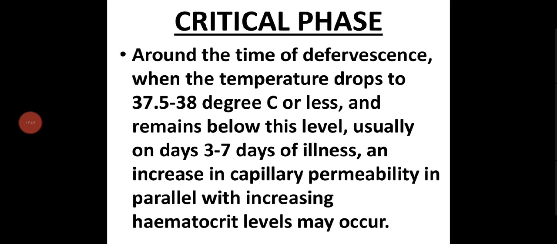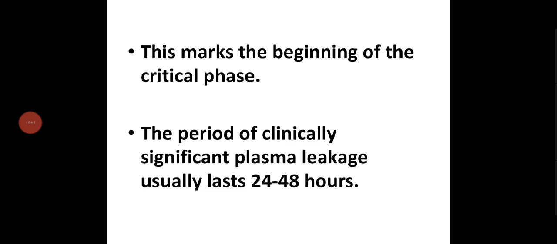Critical phase: around the time of defervescence, when the temperature drops to 37.5 to 38 degrees Celsius or less and remains below this level, usually on days 3 to 7 of illness, an increase in capillary permeability in parallel with increasing hematocrit levels may occur. Okay? There will be increased capillary permeability and an increased hematocrit level. This marks the beginning of the critical phase.